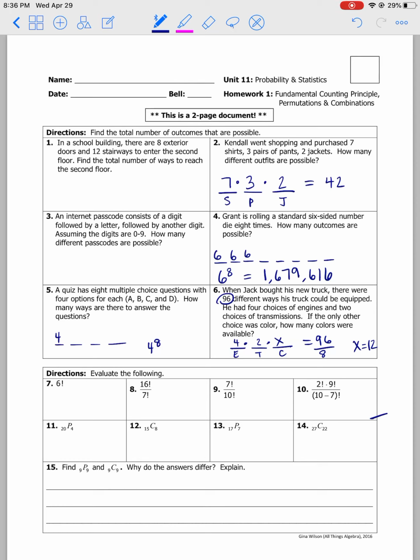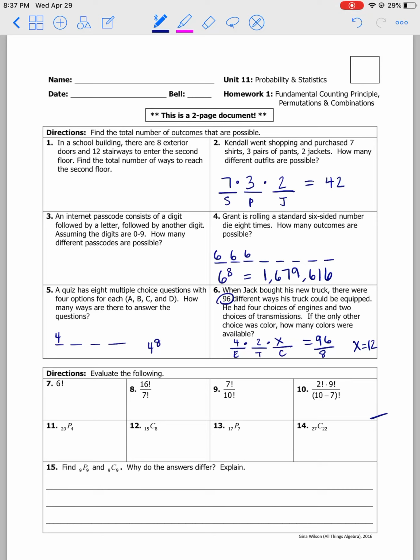All right. The bottom part of this page, questions 7 through 10, is just factorials. I'm not really going to go over this a ton because I think it's pretty straightforward. If you are having any issue finding the factorial button on your calculator, you need to let me know, but I'm not going to go over these right now because the answer key has been posted.